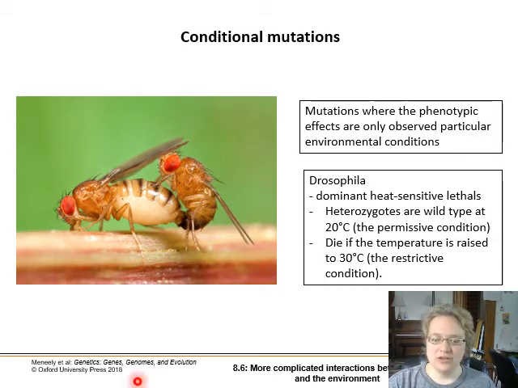These two conditions are called the permissive condition, where the mutation is not seen or not active, and the restrictive condition, where the mutation suddenly happens or is noticeable. In our temperature-sensitive color point cats, for example, we also have this conditional mutation. If the whole cat was quite cold, you would see expression everywhere. It's only because of the change in body heat that you see the inability of that protein to function at higher body temperatures, where you get the white fur.